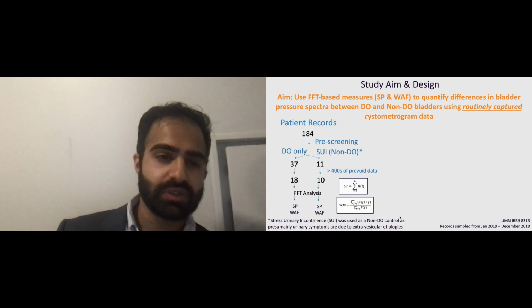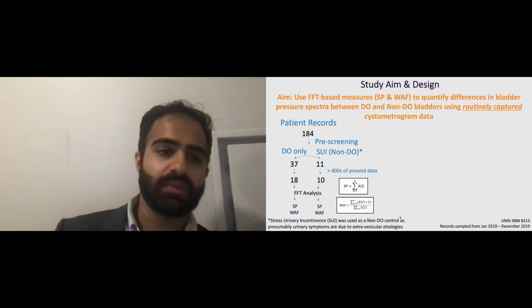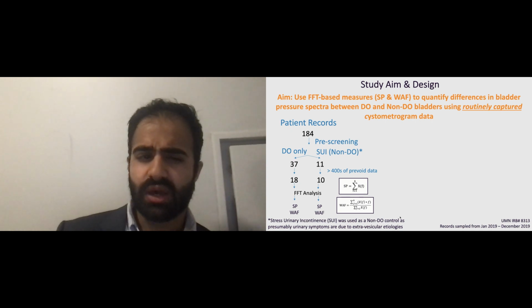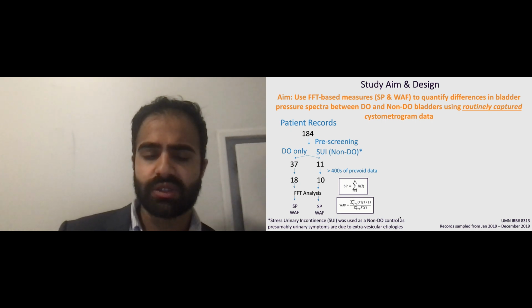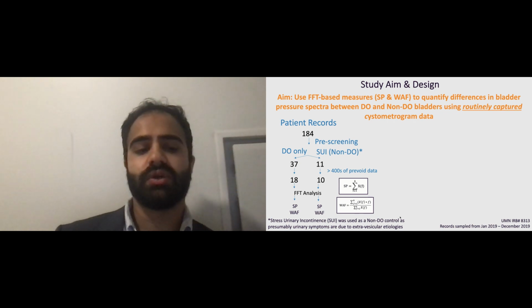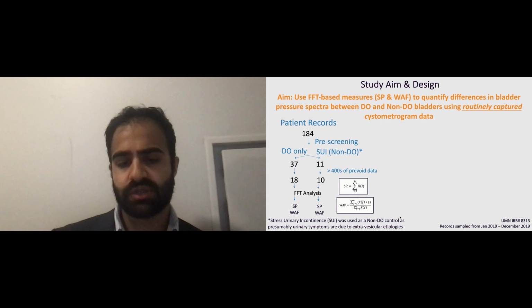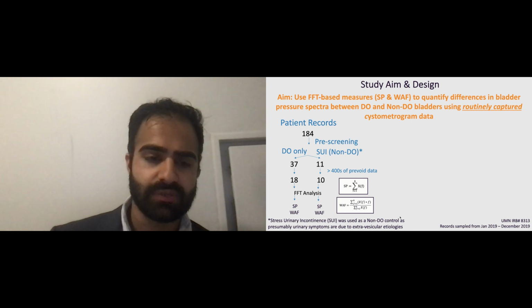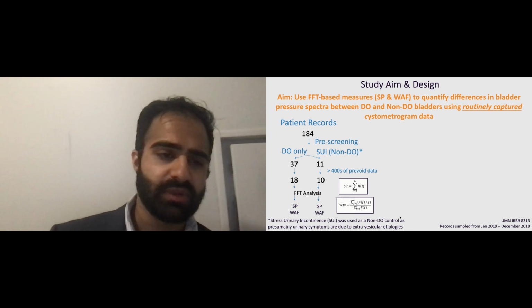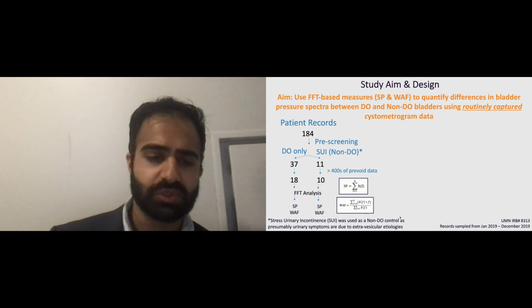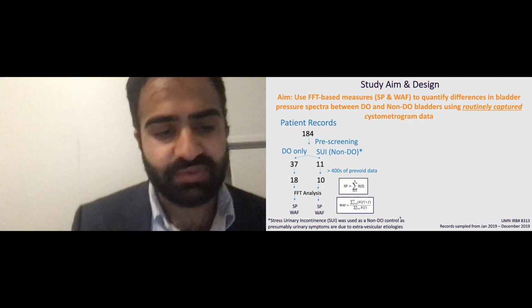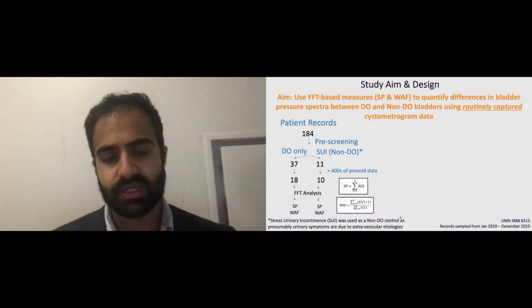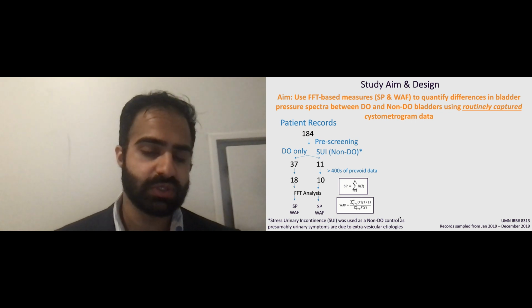So we screened 184 patients for a post-UDS diagnosis of only DO or only SUI. And we use SUI, or stress urinary incontinence, as our non-DO control, as presumably their urinary incontinence was due to extravesicular etiologies such as urethral hypermobility or sphincter dysfunction. And from that, we got a sample of 18 DO patients, 10 non-DO patients, which we conducted spectral analysis on using FFT, and derived two measures, spectral power, or SP, and weighted average frequency, WAF, within the frequency range from 1 to 6.